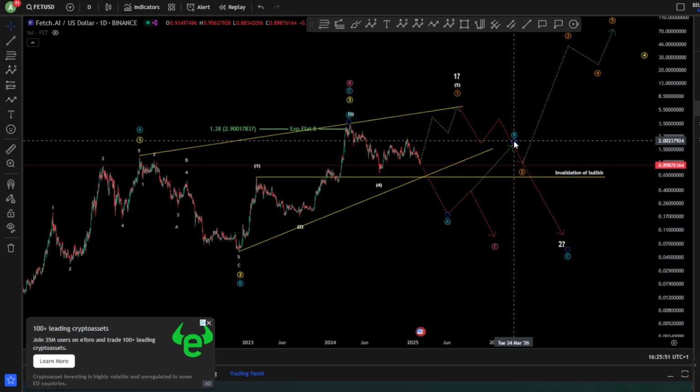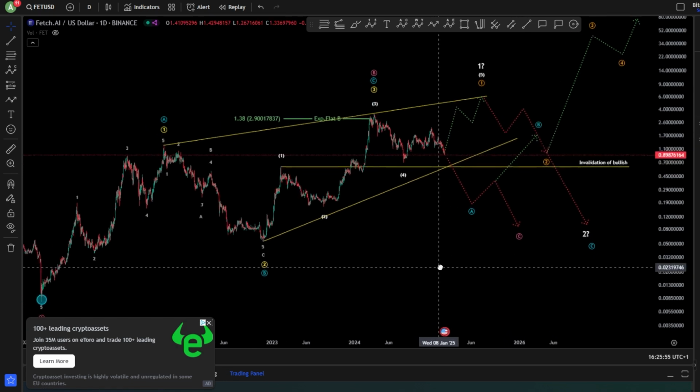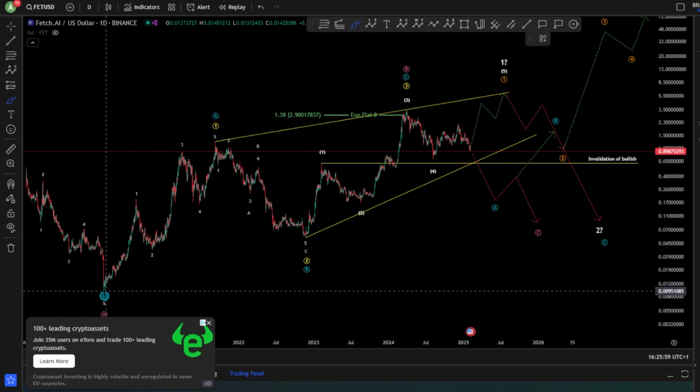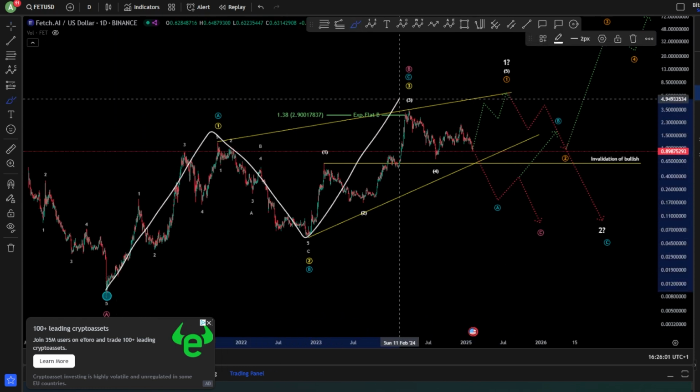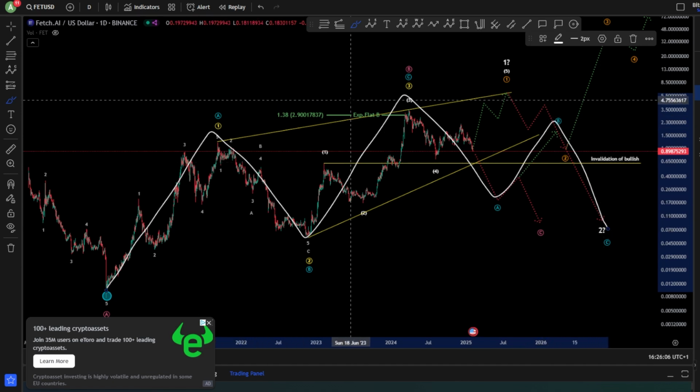Because we will have like crossroad scenarios. It's very complicated, but I'm trying my best to explain it. So A, B, and a C, and then A, B, and a C. Very simple. 3 waves up, 3 waves down.